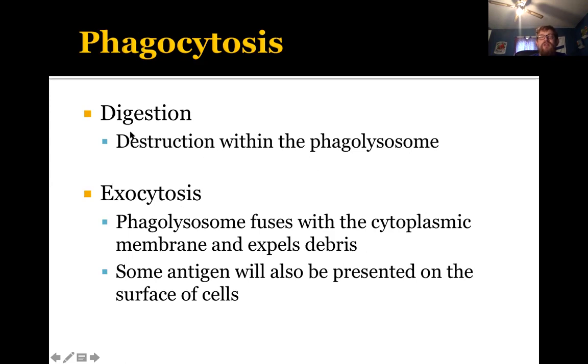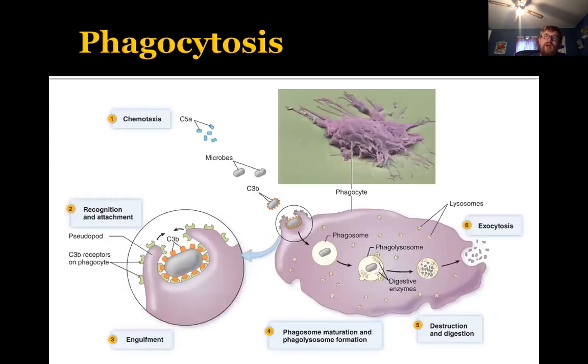Once it's digested, we expel most of that pathogen. So this is basically phagocyte poop. But some antigens are held onto and presented on the surface of the cell to be looked at by the adaptive immune system. I realize that may be a lot, and you're like, what does this all mean?